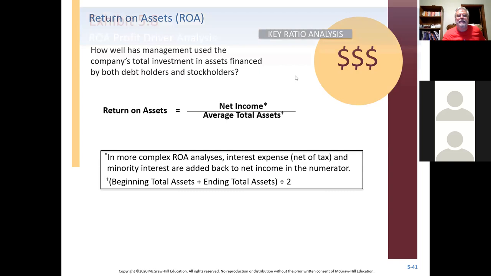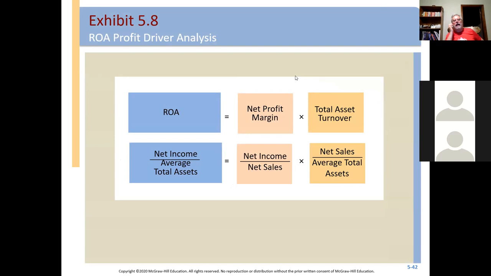But here's the thing, folks, that we can do with return on assets. We can use the ratio that I talked about in chapter 3, the profit margin ratio, and the ratio that I talked about in chapter 4, the asset turnover ratio. We can take the results of the net profit margin ratio or margin, multiply that by the total asset turnover ratio or turnover to get the return on assets.